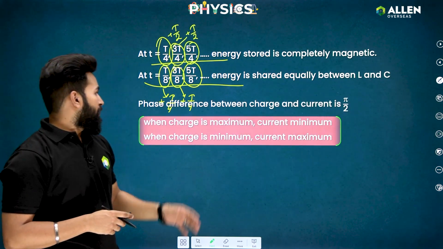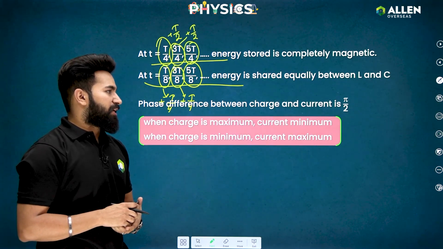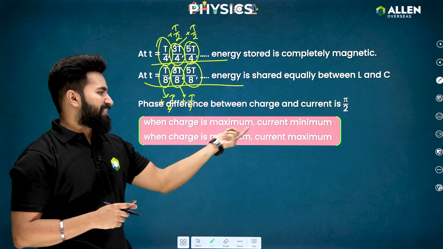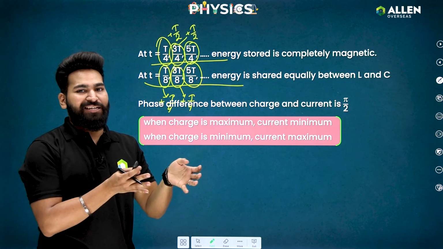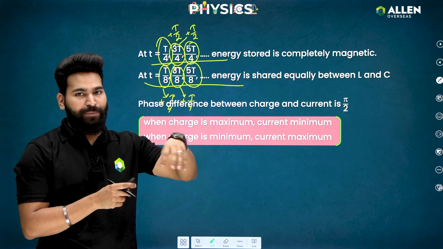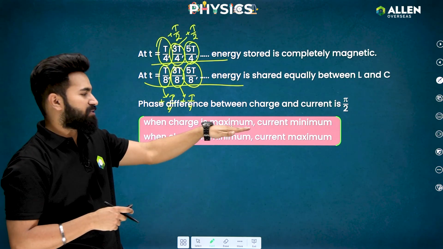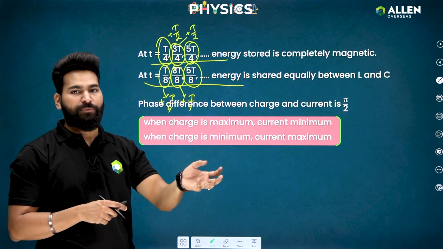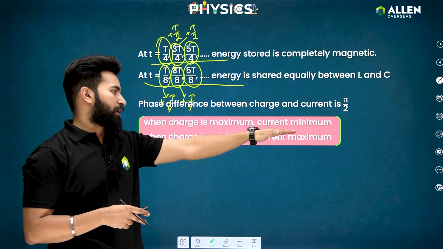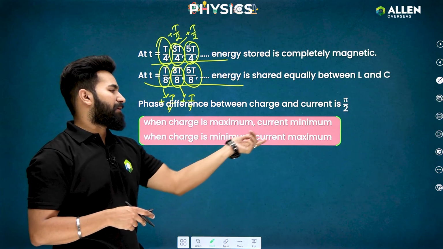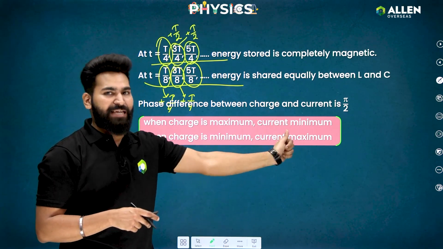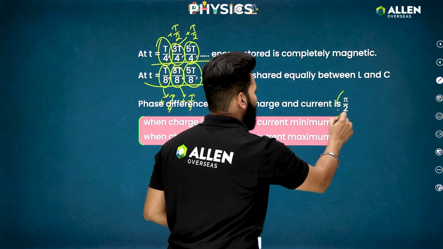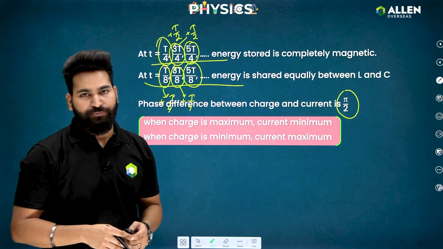So, the phase difference between charge and the current will be pi by 2, right? When charge will be maximum, current will be minimum, because the energy is getting oscillated between the capacitor and the inductor. If the charge is maximum, that means the maximum energy is stored in the capacitor, so obviously the minimum energy will be stored in the inductor. So current will be minimum, and when charge will be minimum, current will be maximum. And for the same reason, we have the phase difference of pi by 2 between the current and the charge.